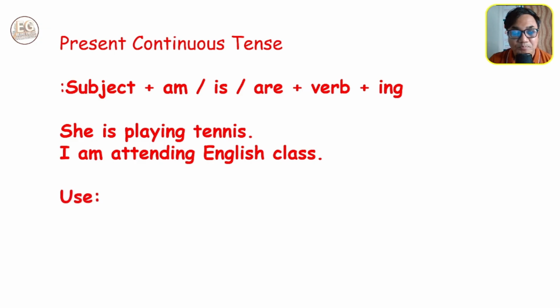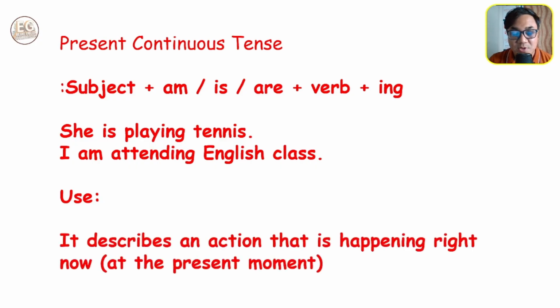Let us see the uses of present continuous tense. So where do we use or apply present continuous tense? Present continuous tense is used to describe an action that is happening right at the moment. That means as a speaker, the moment you are speaking about something that is happening.